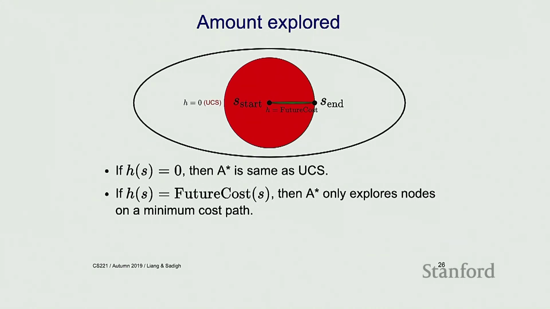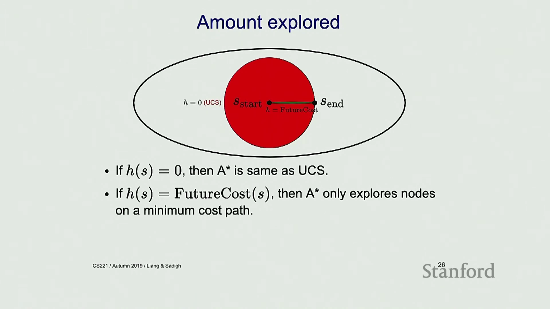If I know what the future cost is, then H of S is just equal to future cost. And that would be awesome. And then I only need to explore that green space. And then the thing I'm exploring is just the nodes that are on the minimum path cost. And I'm not exploring anything extra, right? That's the most efficient thing one can do.